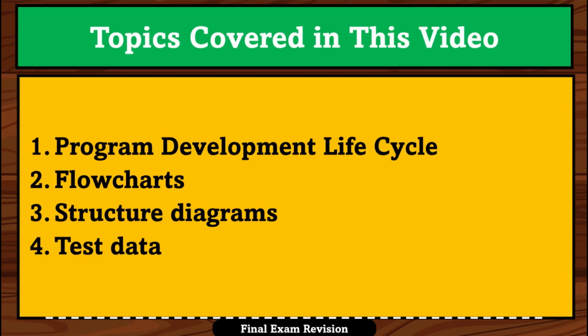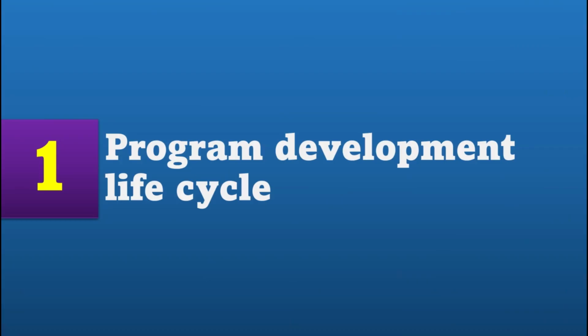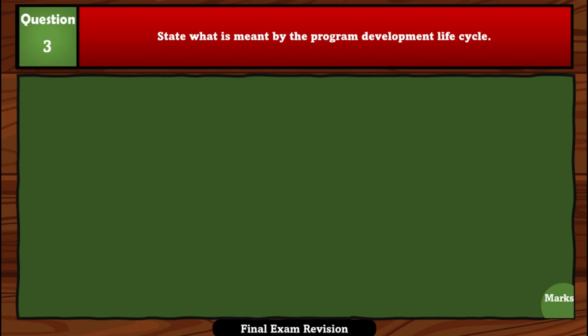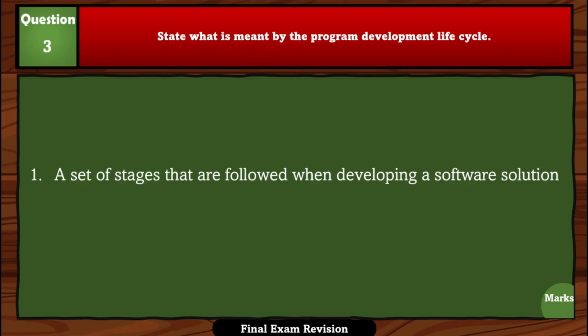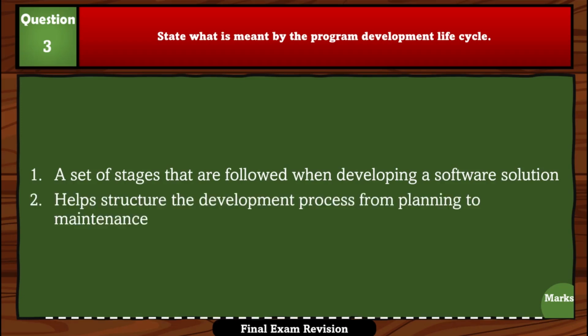In this video, we are going to cover past paper questions on key topics such as program development lifecycle, flowcharts, structure diagrams, and test data. So let's get started. Topic 1. Program development lifecycle. State what is meant by program development lifecycle. A set of stages that are followed when developing a software solution. Helps structure the development process from planning to maintenance.